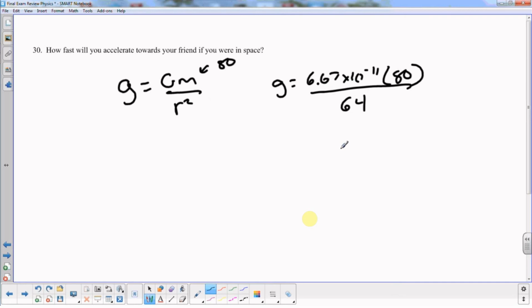6.67 times 10 to the negative 11 times 80 divided by 64. 8.3 times 10 to the negative 11.